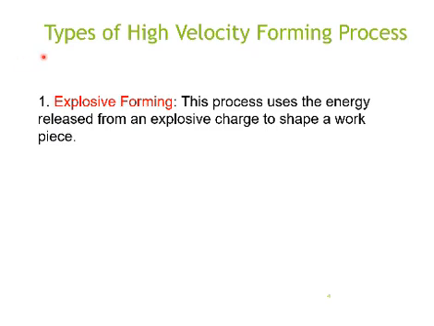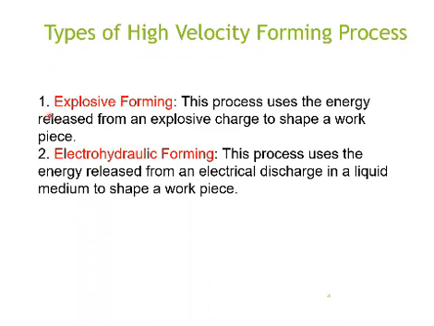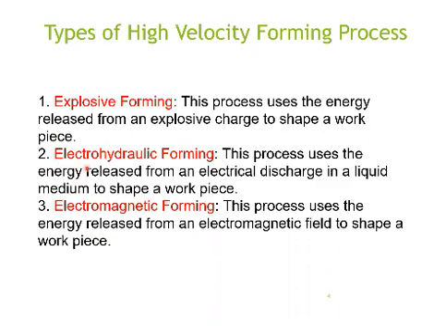Now in this slide we discuss the types of high velocity forming process. First one is explosive forming. This process uses the energy released from an explosive charge to shape a workpiece. Second type is electro-hydraulic forming. This process uses the energy released from the electrical discharge in a liquid medium to shape the workpiece. Third type is electromagnetic forming. This process uses the energy released from an electromagnetic field to shape the workpiece.